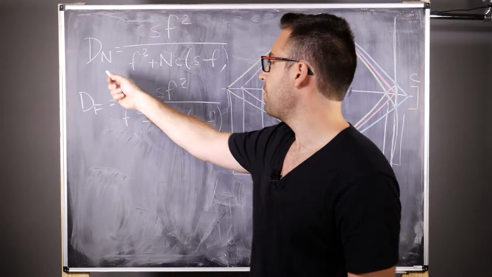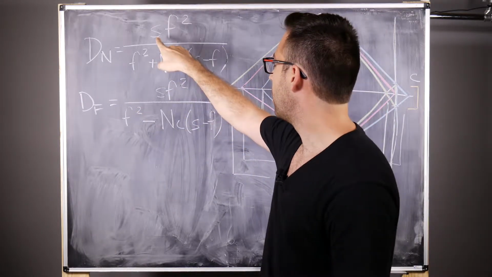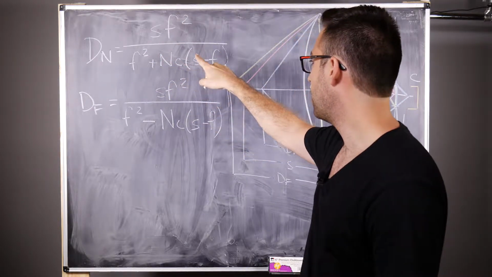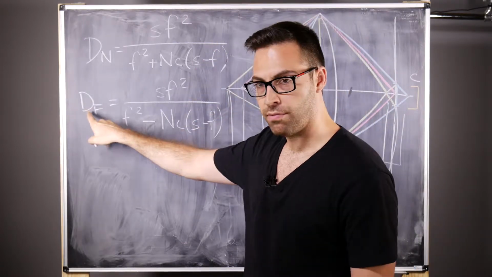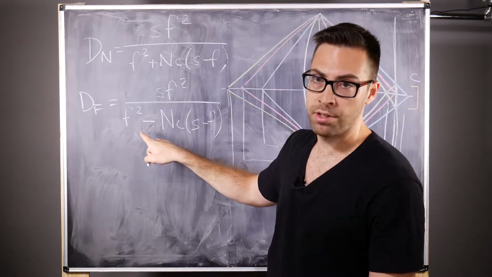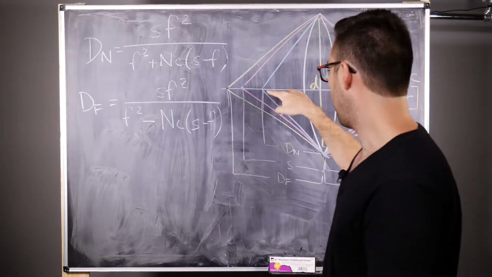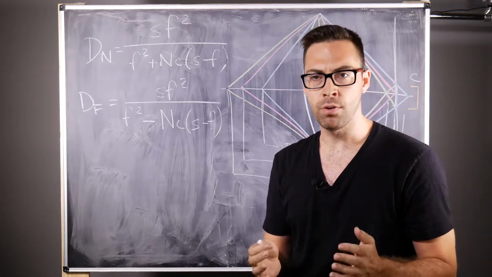So we get that the distance of the near point is defined by s times f squared over f squared plus n times c times the quantity s minus f. And it's likewise for the far object, except that this is a minus sign in the denominator. So the difference between these 2 points, the near and the far point, is going to determine how much of our image is in focus.